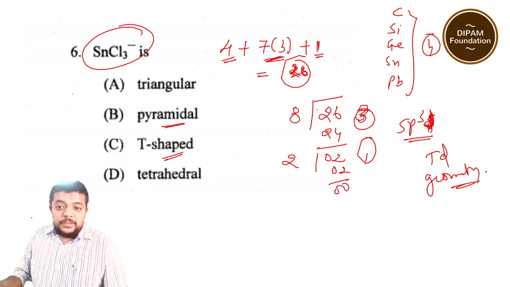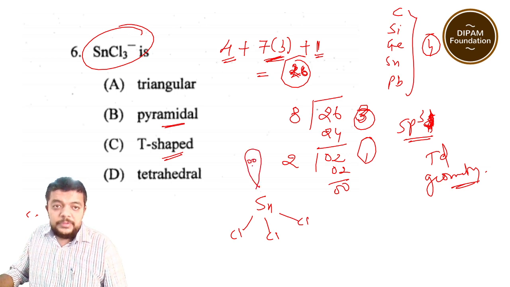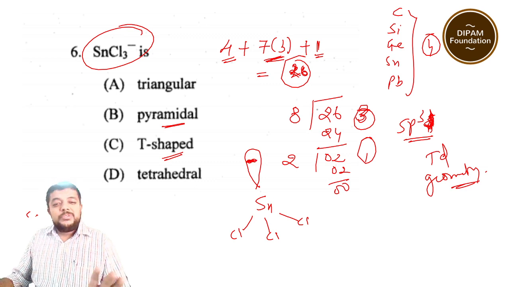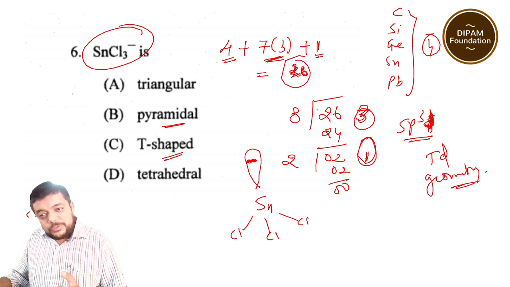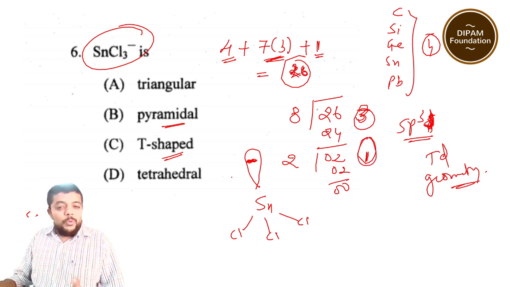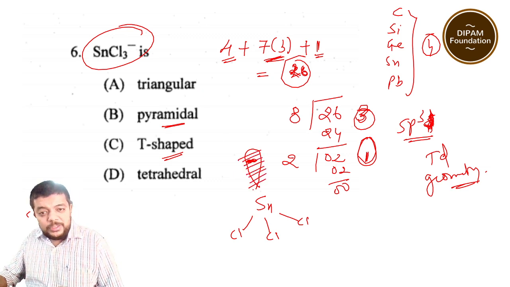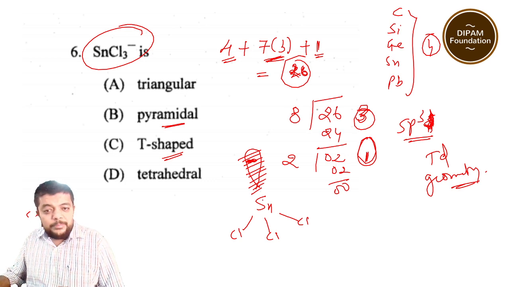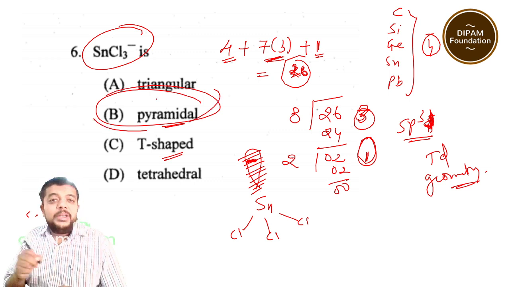So I'm drawing it. You just have a look at it. Sn, Cl, Cl, Cl. This is not there completely because I have a negative charge over here. I'm just showing the negative charge, I'm not showing the lone pair. I'm showing that negative charge as a part of the lone pair. So over here, as we are going for the shape, I will not consider this. And if I do not consider this, it is pyramidal.